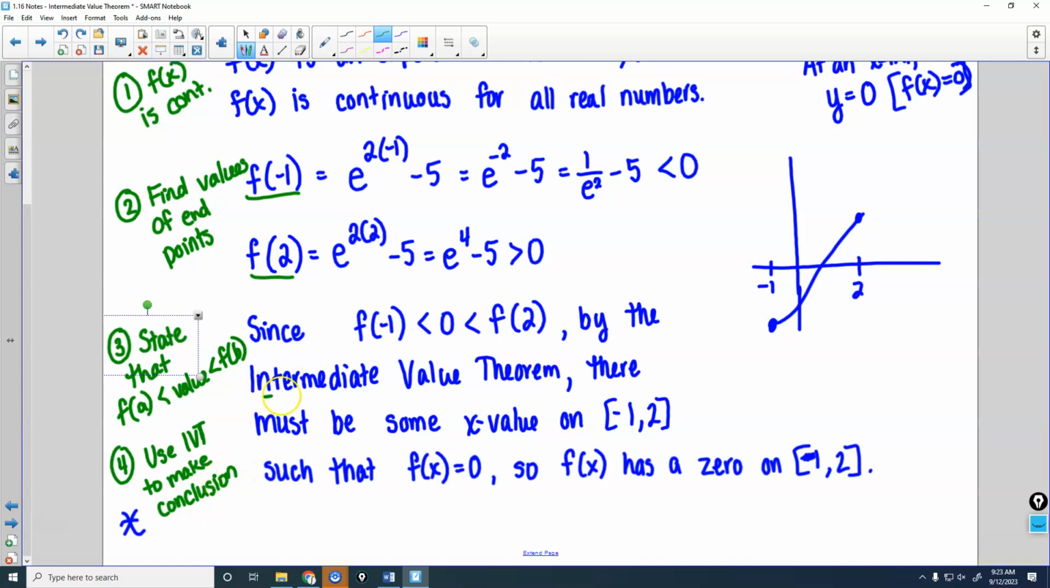So IVT is intermediate value theorem. Please do not write that on anything you turn in to me. Don't write IVT. Write it out, intermediate value theorem. Because there's also going to be a mean value theorem, and IVT and MVT are really easy to get mixed up. It helps if you write out the name of each. Okay, so continuity, values of the endpoints, showing that those endpoints are above and below whatever you're looking for, and then making your conclusion with intermediate value theorem.